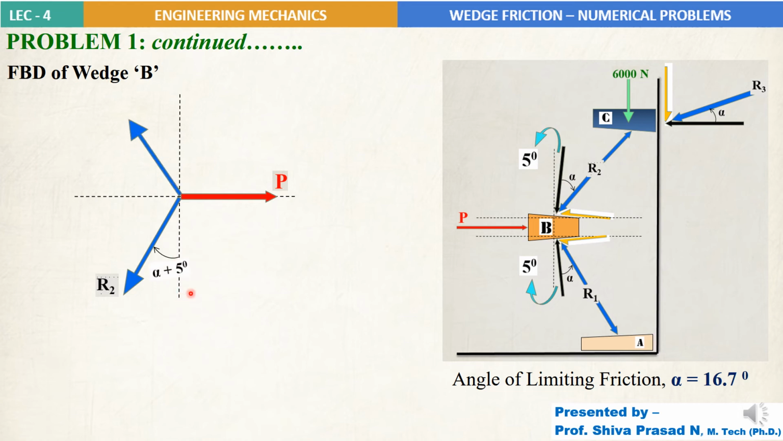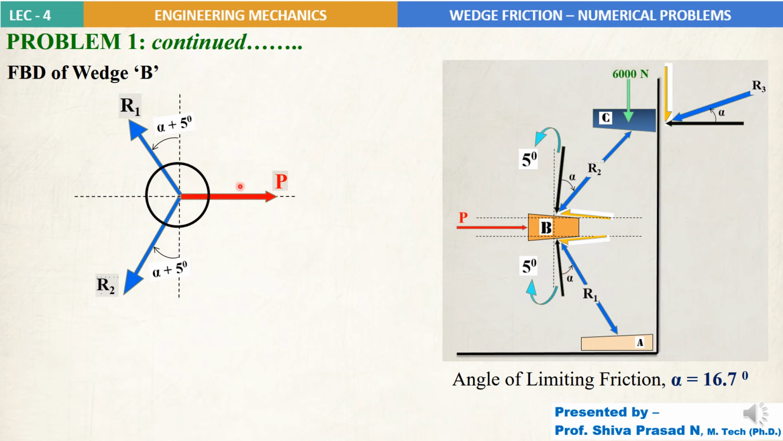The next force R1 acting towards the wedge B, again its angle of inclination is alpha plus 5 degree with respect to vertical. So that's what I will write here, alpha plus 5 degree. So again these are the three forces which we consider at wedge B, and please note that again I am telling you, don't ever consider the normal and frictional forces at all, because instead we are considering the resultant of those two forces.